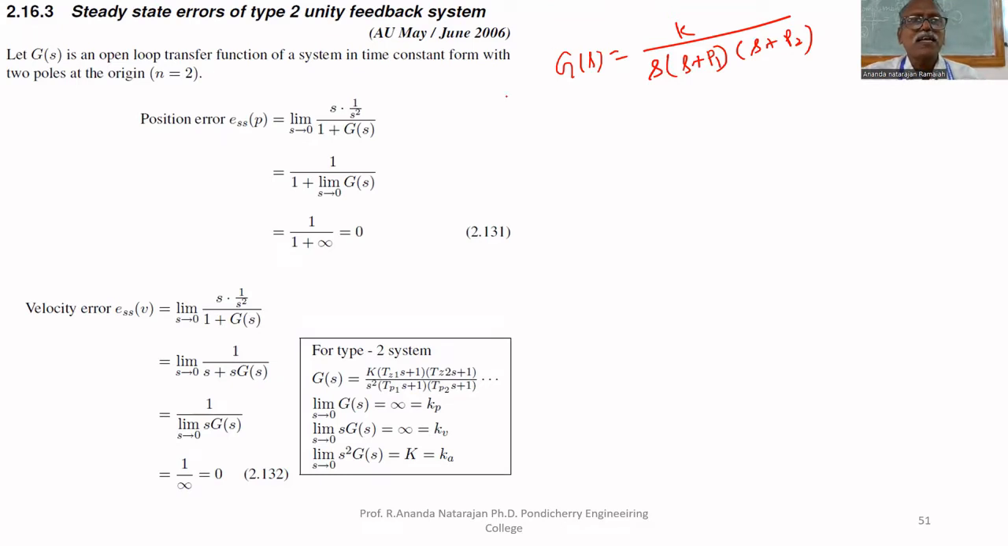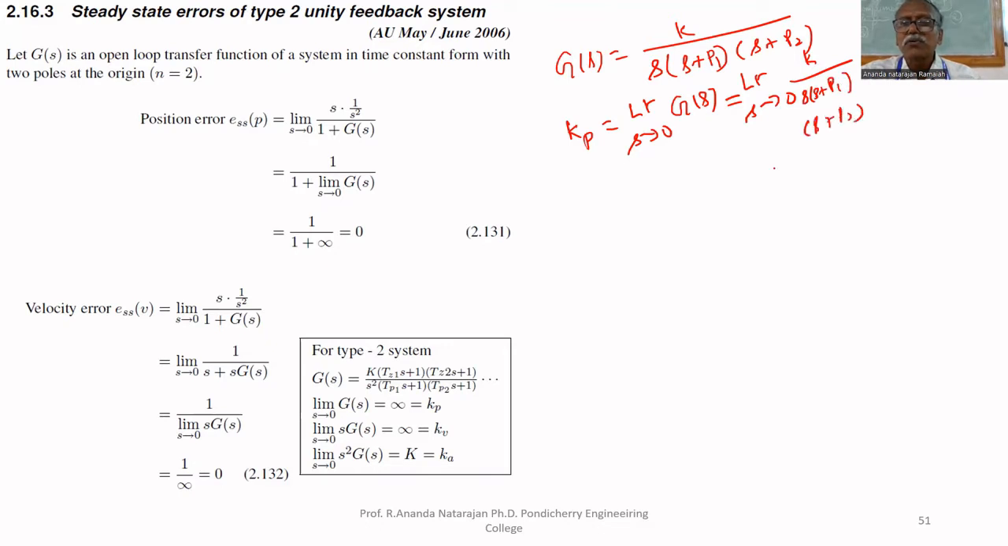So let us find the position error constant. Position error constant Kp equal to limit s tends to 0, g of s, that is equal to limit s tends to 0, k upon s multiplied by (s plus P1) multiplied by (s plus P2). That is equal to k by 0, that is equal to infinity.